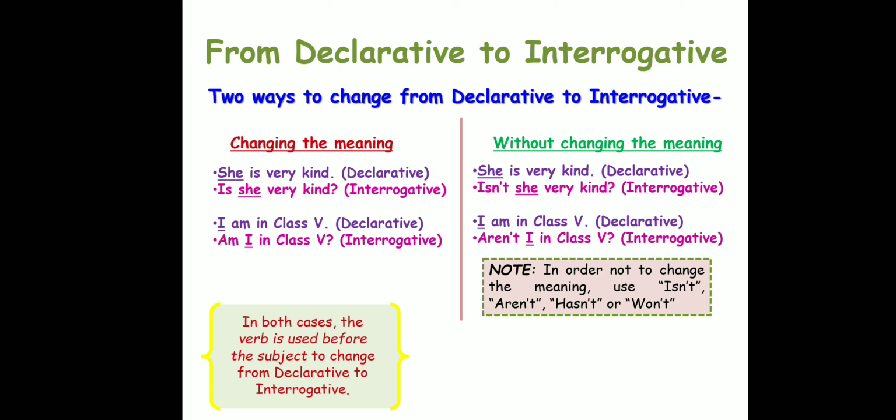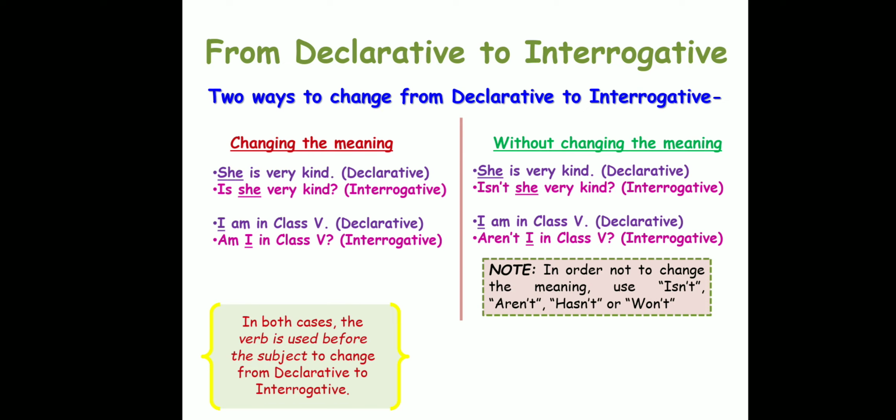Whenever you are changing into interrogative, in an interrogative sentence, always keep this in mind. First you will write the verb, then you will write the subject. Okay, first the verb and then the subject. Subject will never be the first word in an interrogative sentence. Alright, I hope this part is clear. If it is not clear, replay your video and understand.